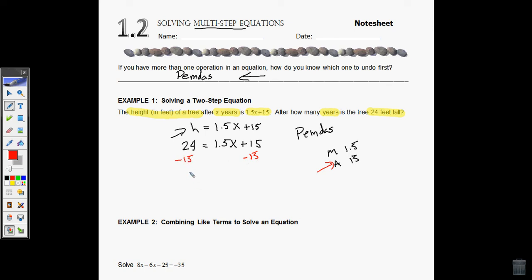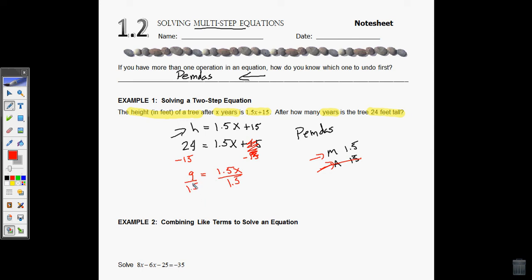And over here, 24 minus 15, that gives me a 9 equals 1.5x, and then positive 15 and negative 15, 0. Very good. Now I'm going to go even farther up the list. This one's been taken care of. And I'm going to undo the multiplying of 1.5, which means I'm going to divide by 1.5. And divide on this side to keep things balanced.